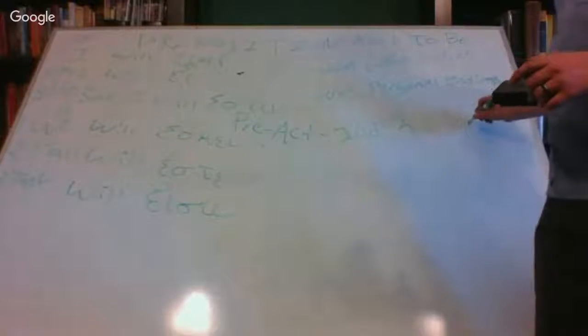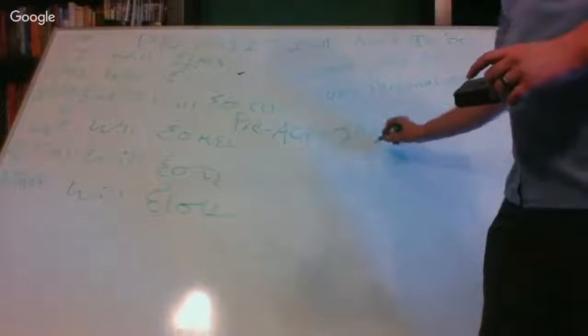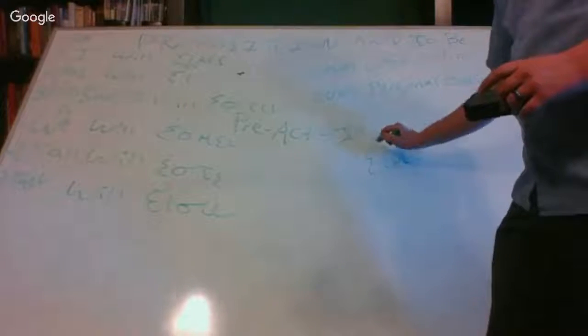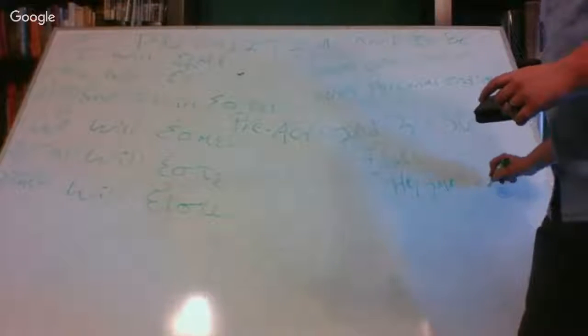Esti is third person singular. As you can see, esti is right here. The lexical form is eimi. I'm going to talk about those later. And the inflected meaning is he, she, it is.